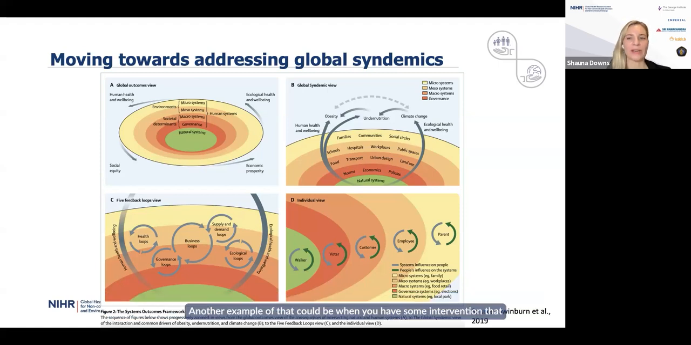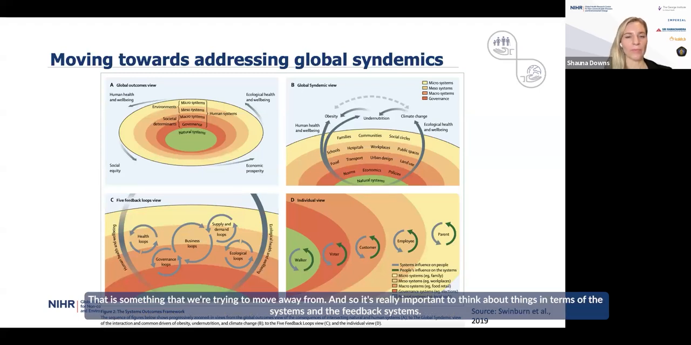Another example could be when you have an intervention that positively impacts undernutrition, or maybe even overweight and obesity as well, say a double duty action that's addressing both, but it has negative impacts on the environment. That is something that we're trying to move away from. So it's really important to think about things in terms of the systems and the feedback systems.